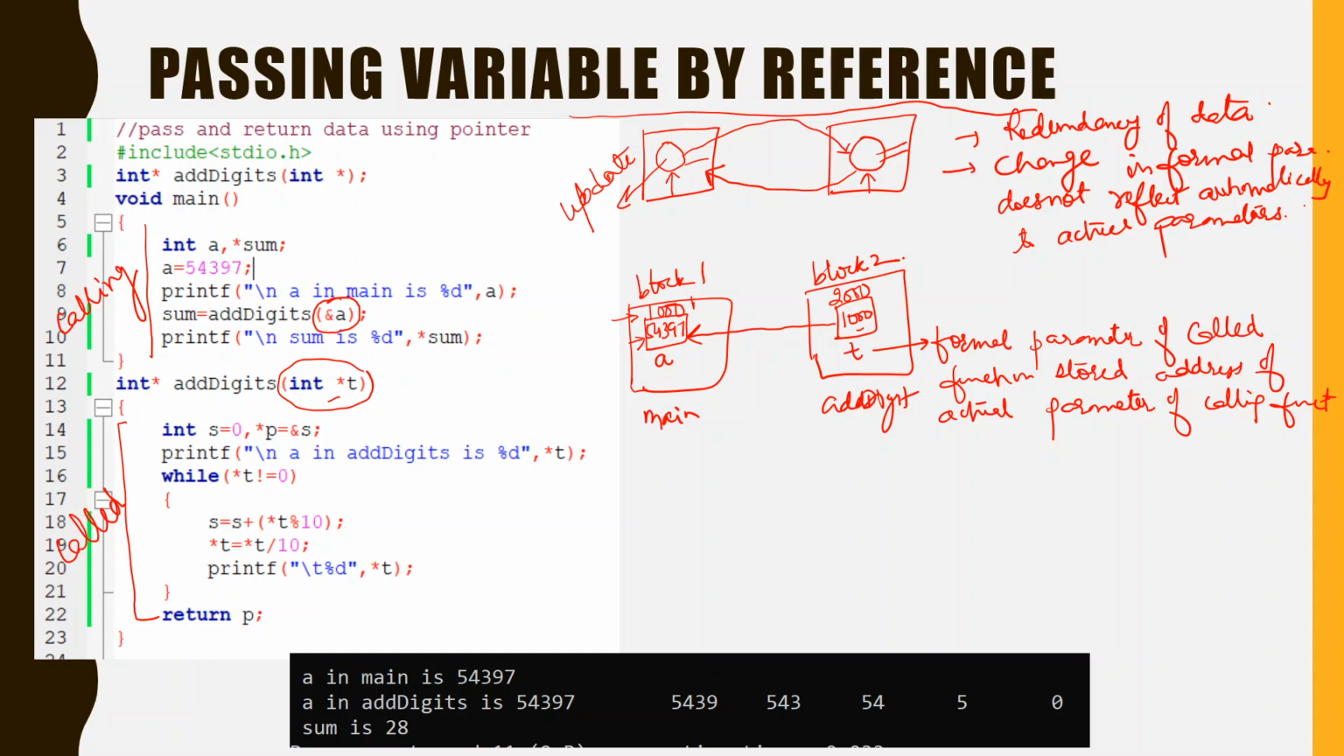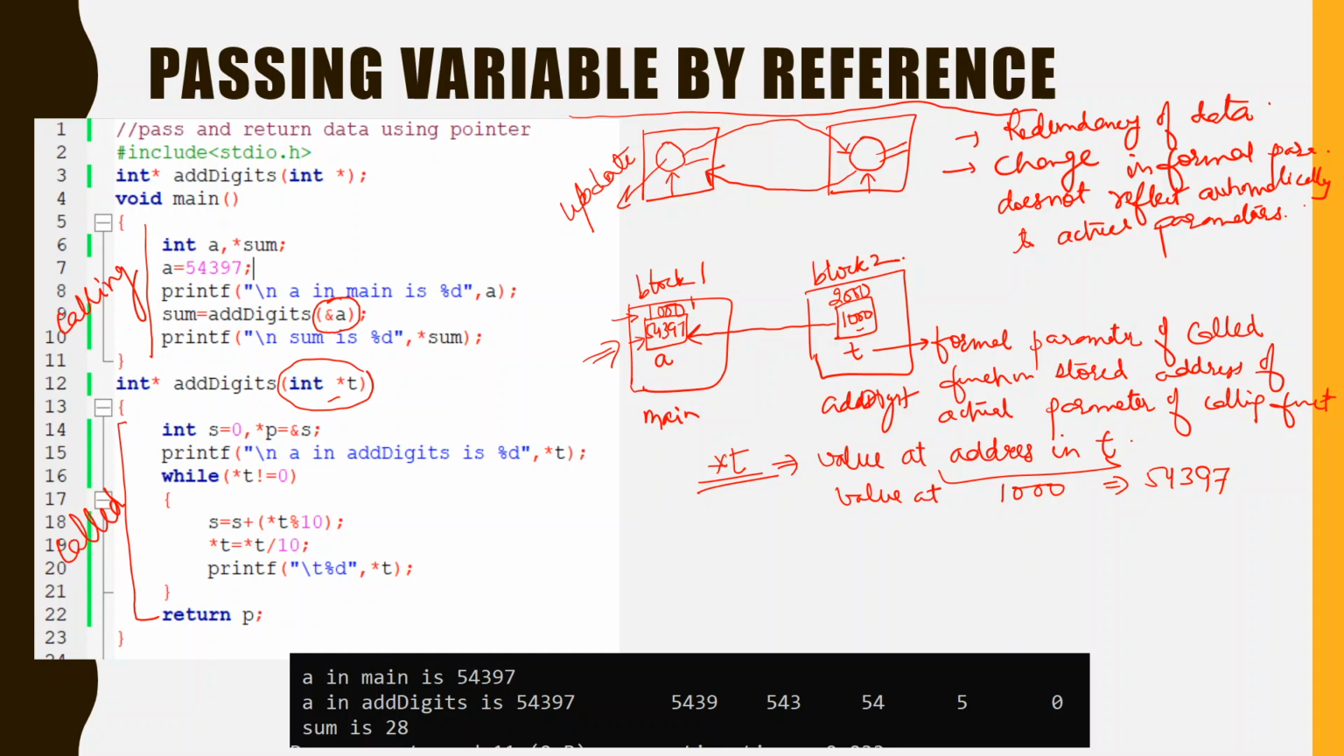Now anything that will happen with this pointer t: what do we mean by *t? That is the value at the address in t. The address in t is 1000, so the value at 1000 is simply 54397. So any change that occurs through this pointer t would reflect directly on this variable a.